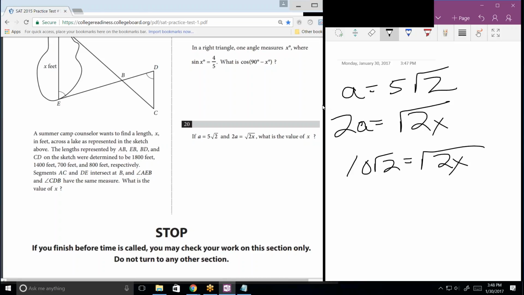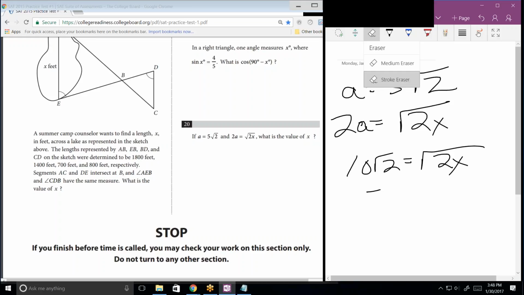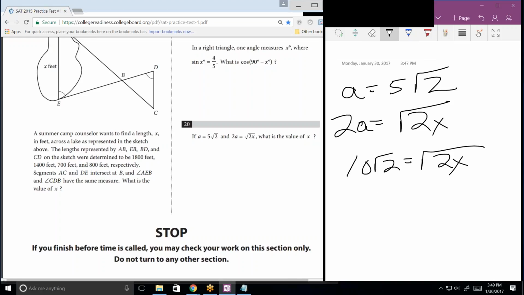What's the next step? Square both sides. Good. What's the left side become? The left side becomes 200, right? In other words, you have to square both terms, so it's 100 times 2. And then the right side would be 2x. Right. So x is 100.